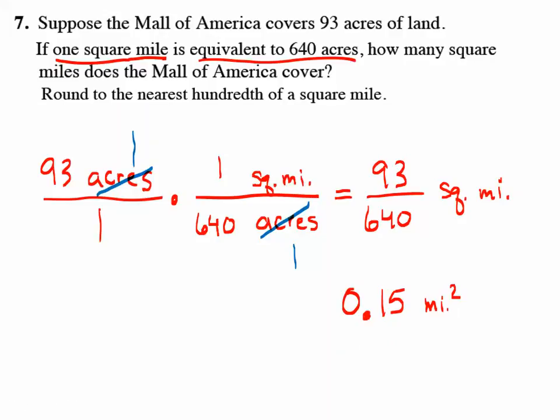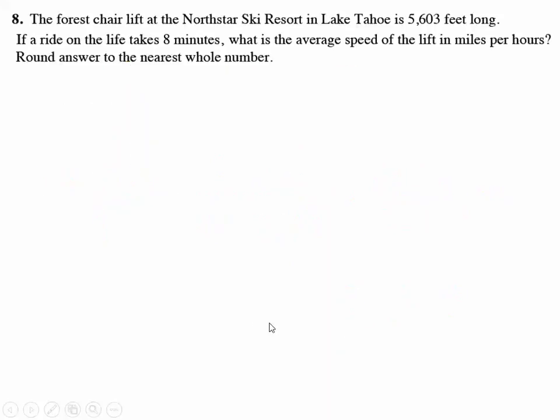Okay, let's try another one here, and see if you guys can try this yourself. So the Forest chairlift at the North Star Ski Resort in Lake Tahoe is 5,603 feet long. If a ride on the lift takes 8 minutes, what is the average speed of the lift in miles per hour? So round the answer to the nearest whole number this time. So I'll let you guys try it yourself first.